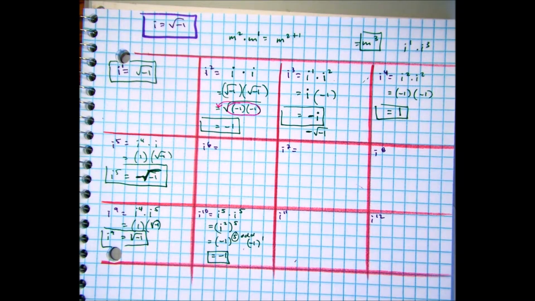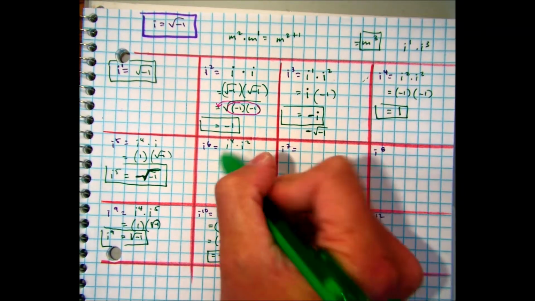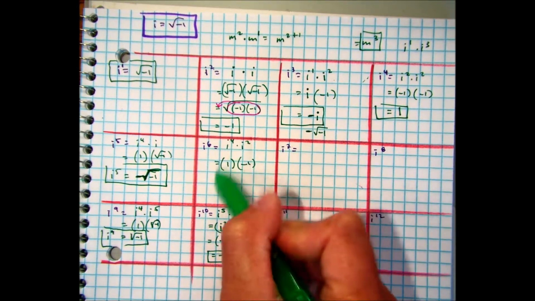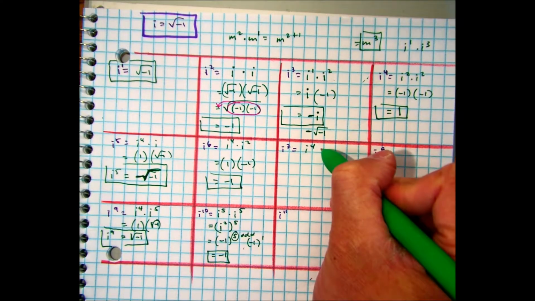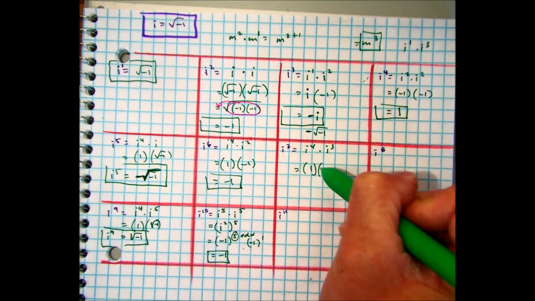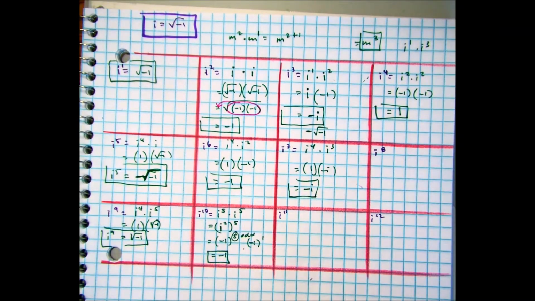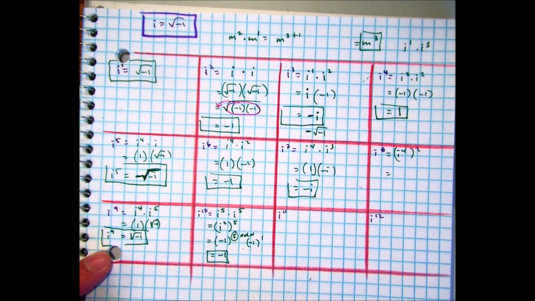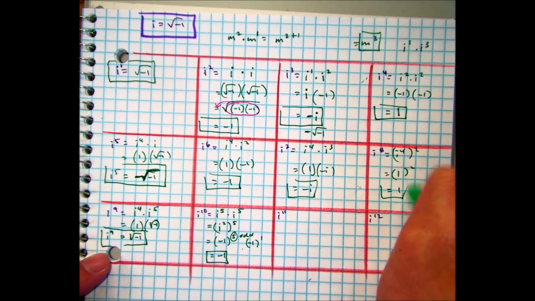Thank you. i to the 6th, i to the 4th times i squared. i to the 4th is 1. i squared is -1. 1 times -1 is -1. i to the 7th, I would have done i to the 4th times i to the 3rd. i to the 4th is 1. i to the 3rd power is -i, so this will just be -i. i to the 8th power, i to the 4th to the power of 2. i to the 4th is 1, and 1 squared is just 1.